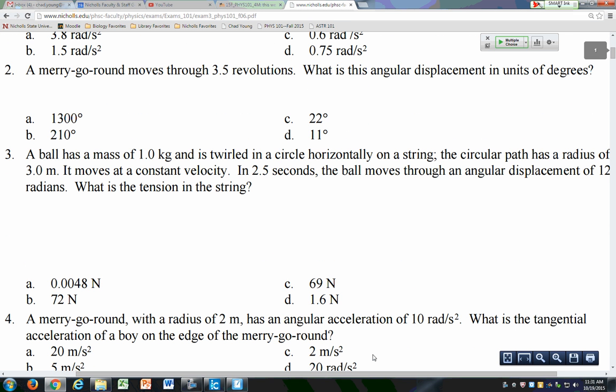Okay, merry-go-round goes through 3.5 revolutions. What is the angular displacement in units of degrees? I know that in 1 revolution there are 360 degrees, so I'm looking at somewhere around 1,000-ish. So A must be the right answer, right? I would say 3.5 times 360 would give me the right answer. Number 3.